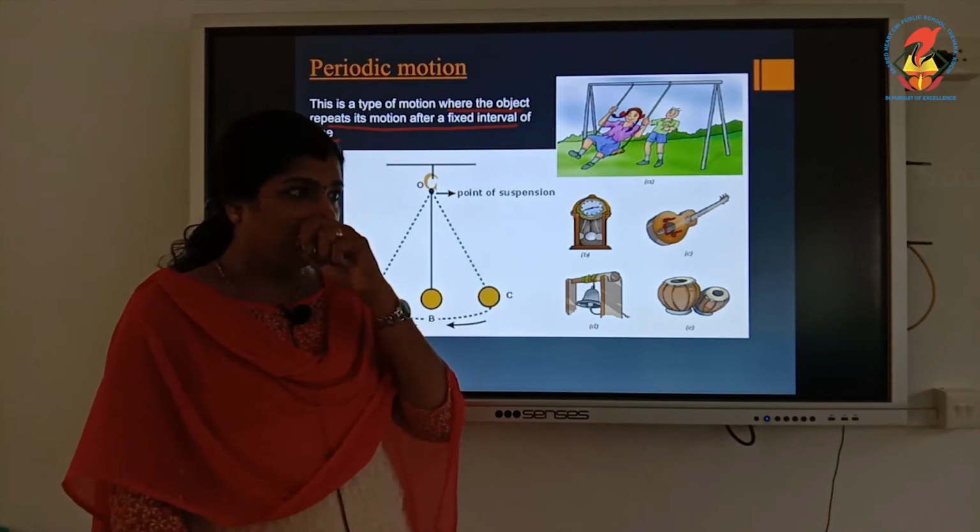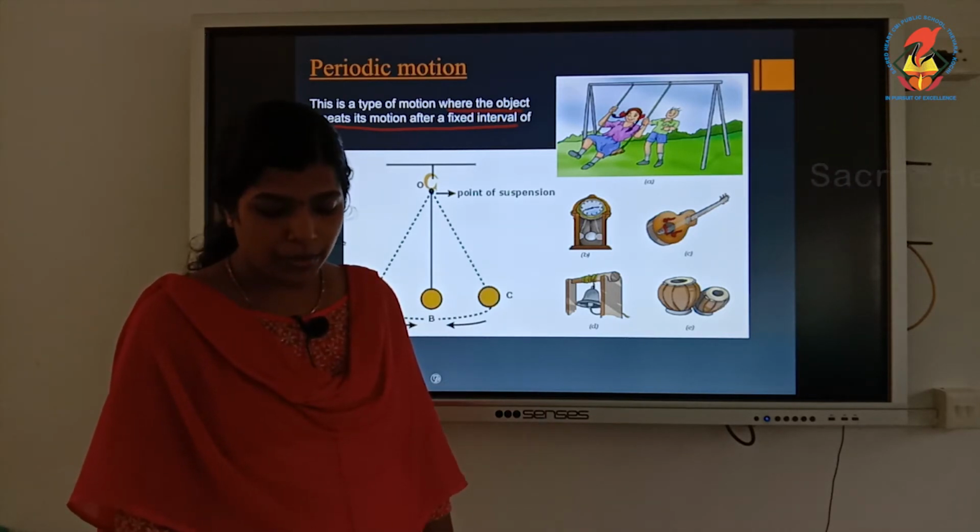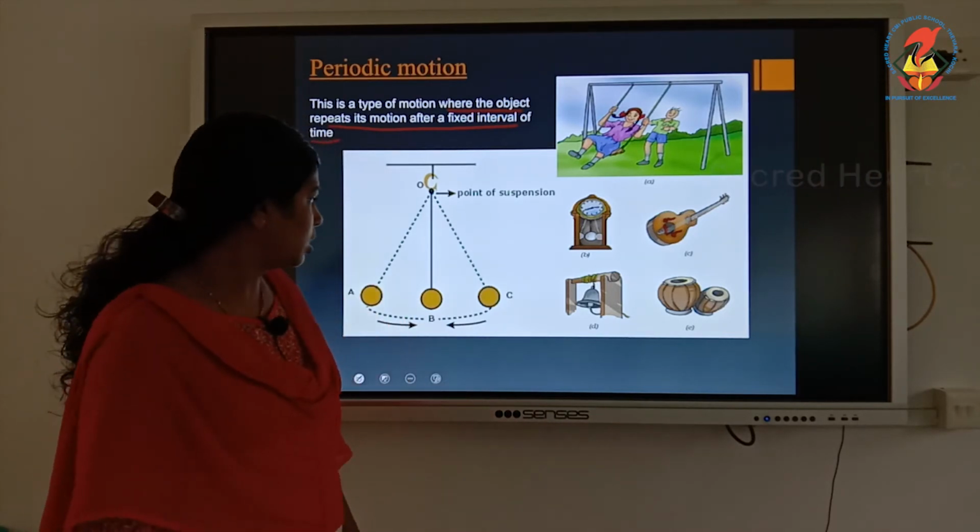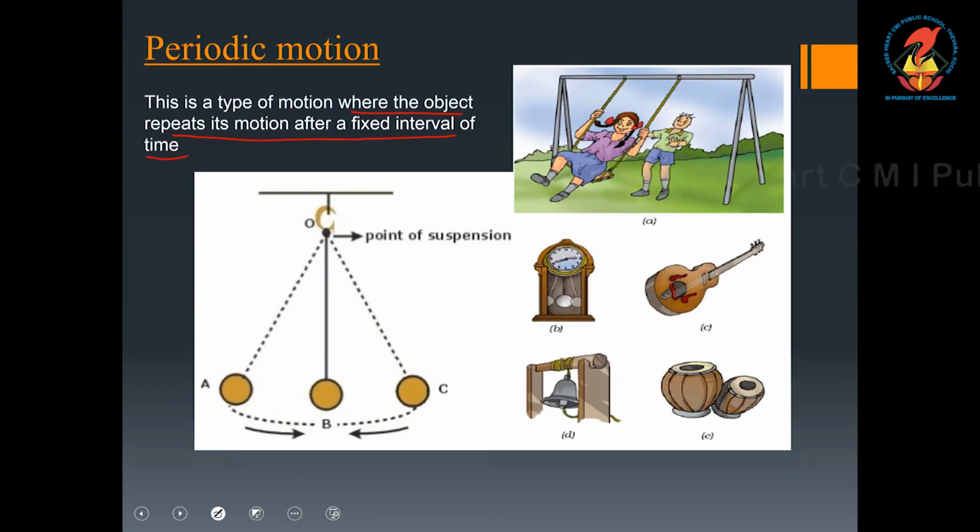Periodic motion can produce sound. This one is a pendulum. When you release this pendulum from A, it will move to C, again it will come back to A, again it will move to C, again it will come back to A. So that motion is repeating after some time. In the same way, the motion of a swing is periodic.